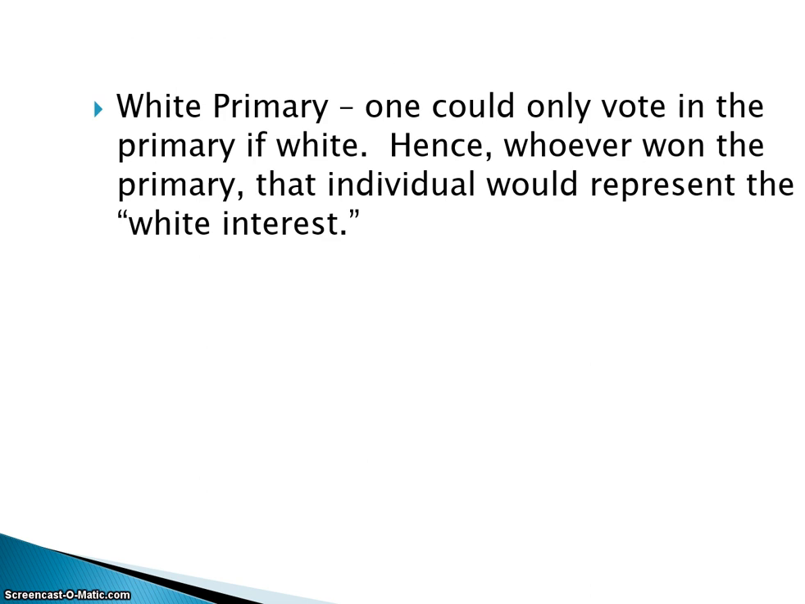Another strategy that was used to keep blacks from voting was the white primary. As you know, for every federal election, there are actually two elections. There's the primary, which determines who will be a party's candidate for that office. So you see right now with all the Democrats running for president of the United States, this is the primary. They're trying to decide which one of those Democrats will represent the Democratic Party in the presidential race at the end of the year. So the idea of the white primary was you could only vote in the primary if you were white.